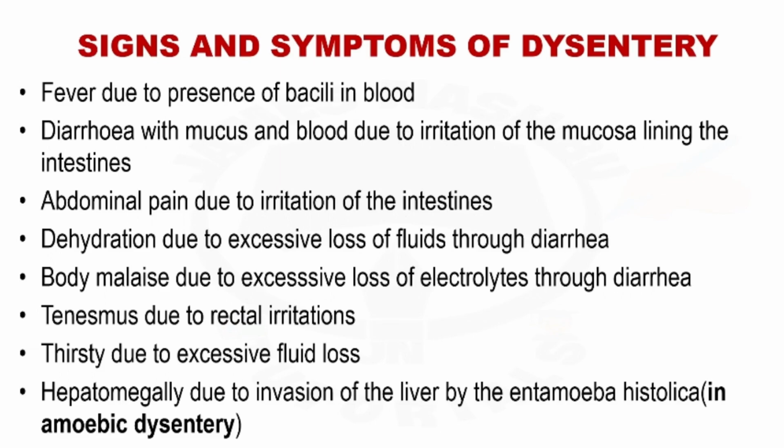Then for amoebic dysentery, we said that the Entamoeba histolytica will gain access to the bloodstream, then travel to the liver, because that's where it will start targeting and destroying the liver cells. Because of that, there'll be hepatomegaly due to invasion of the liver by the amoeba. So this sign can only appear in amoebic dysentery and not in bacillary dysentery.